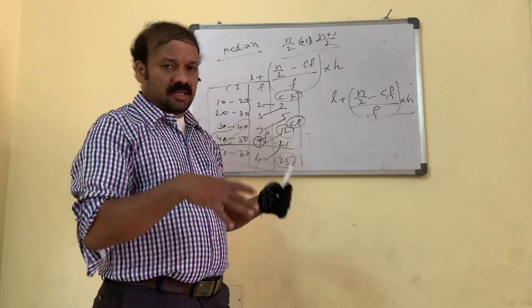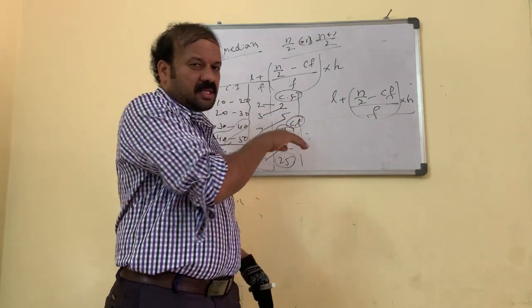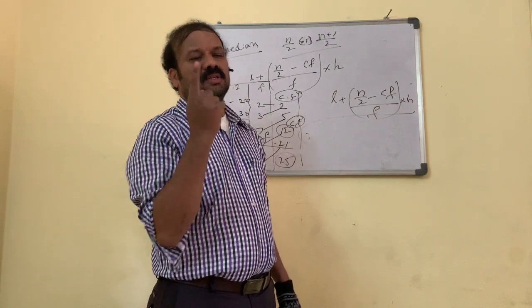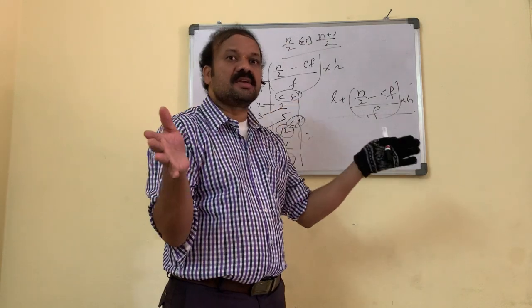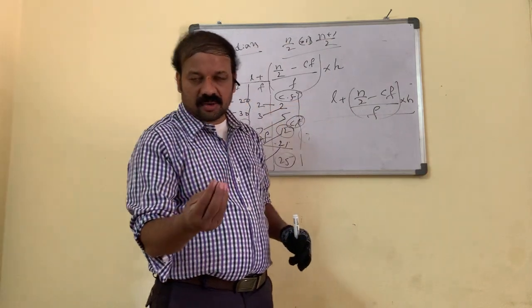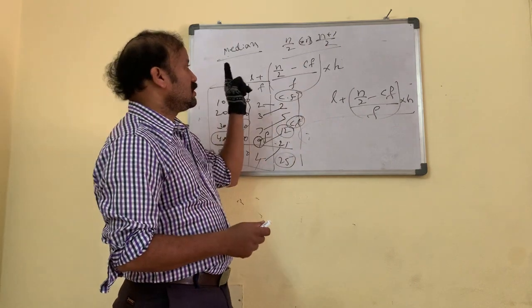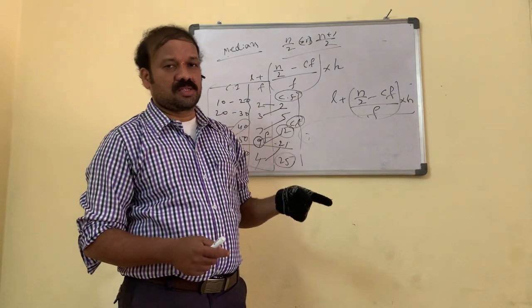I explained already how to find F1. The highest frequency is called F1, above that is F0, below that is F2. L value is the lower boundary. H value is the class size. Use the formula. Third one is median: L plus n by 2 minus CF by F into H. I told this already also.